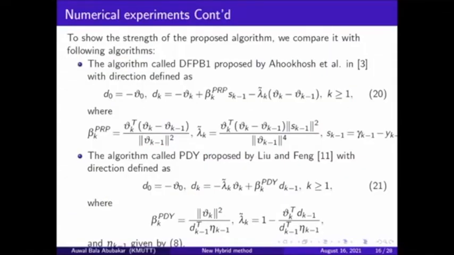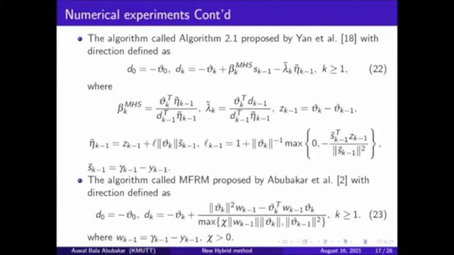To show the strength, we compare the algorithm with 4 algorithms. The first one is the algorithm called DFPBI V1, proposed by Auwal et al., which is given by this. The second one is called PDY, proposed by Liu and Feng, which is defined as follows. The third one is algorithm 2.1, proposed by Yan et al. And the last one is called MRM, proposed by Abubakar et al.